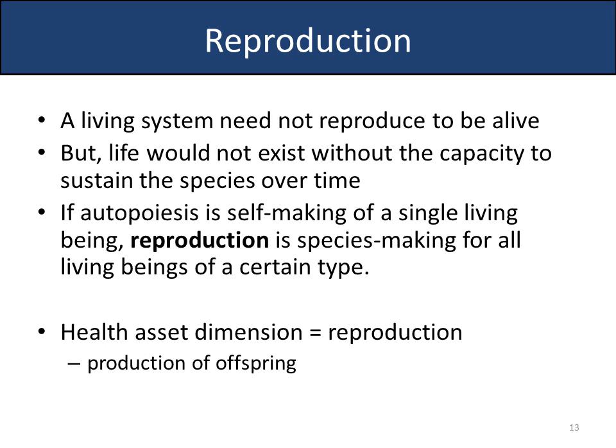Fourth, a living system need not reproduce to be alive. However, life would cease to exist without at least some number of organisms within a species having the capacity to sustain the species over time. I like to say that if autopoiesis is self-making of a single living being, it is reproduction that is species-making for all living beings of a certain type. Reproduction is clearly a critically important health asset for a species, and we define it as the production of offspring.